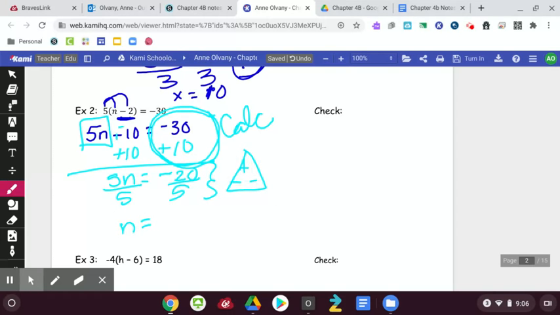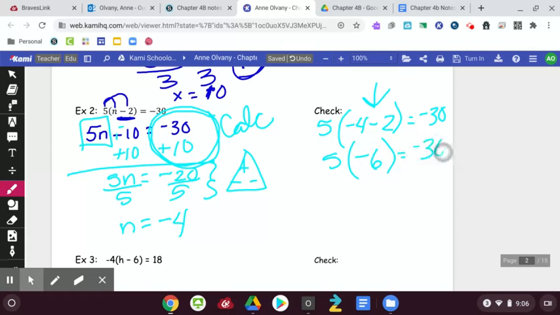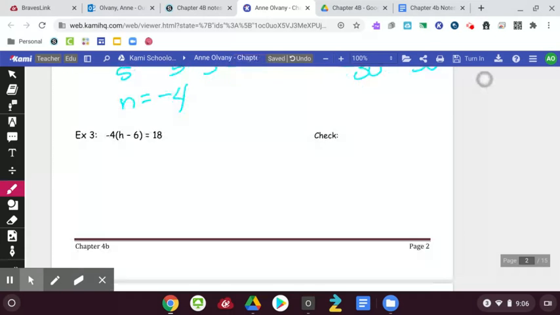Some of you might have seen I wrote that on your last quiz. N equals negative 4. To do our check, we have 5 parentheses, negative 4 minus 2 equals negative 30. I'm recommending right here to type into your calculator negative 4 minus 2, because that will give you negative 6. And that's where a lot of kids make mistakes. So make sure you utilize your calculator. Okay. And example 3 is the last one I'll do in this video.